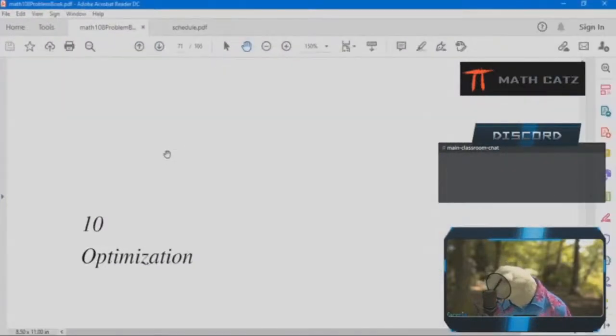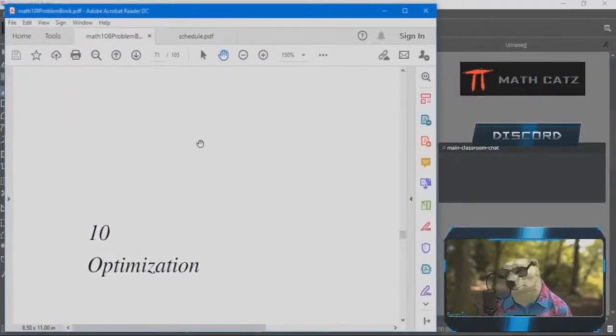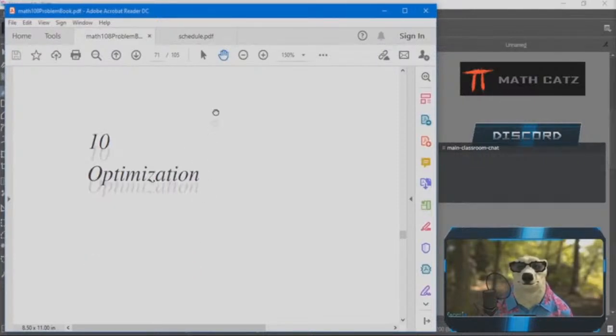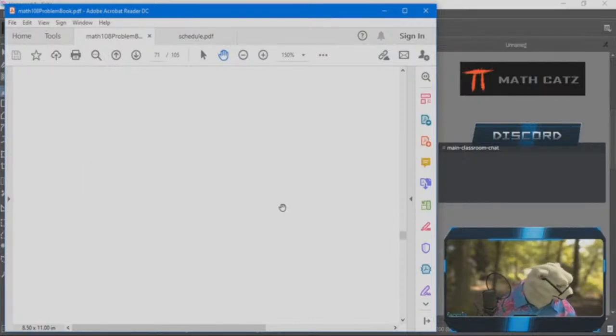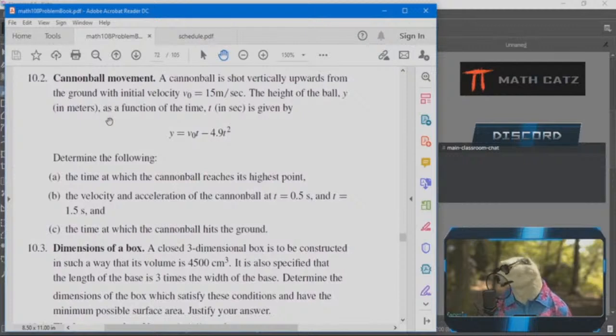So we're looking at number 10, optimization. We'll start with something easy. We have the next 2 sessions as well, I'm pretty sure. So let's make the first one nice and easy. Cannonball movement. A cannonball is shot vertically upwards from the ground with initial velocity 15 meters per second. The height of the ball, y, they define the variable for me, that's always nice, as a function of time t is given by that function.